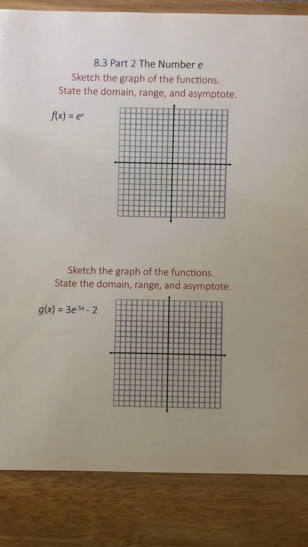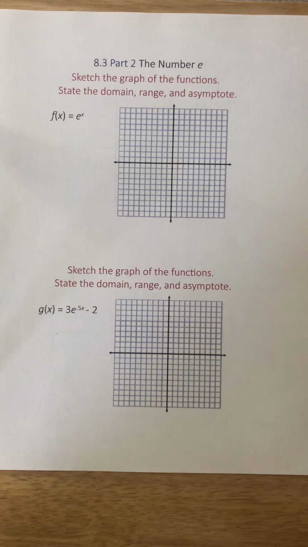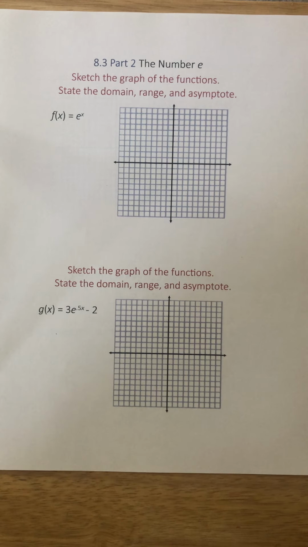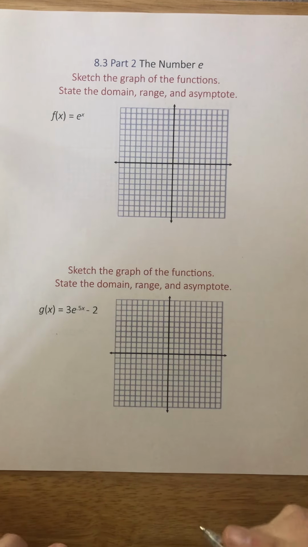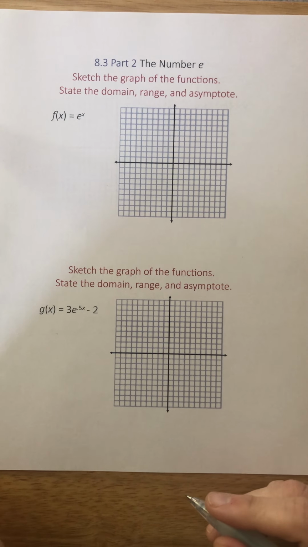All right, Algebra 2, we're going to do part 2 of 8.3, still dealing with that number that we learned about yesterday, e, which is approximately 2.7182... We're going to do some graphing today. We're still working with exponential functions.